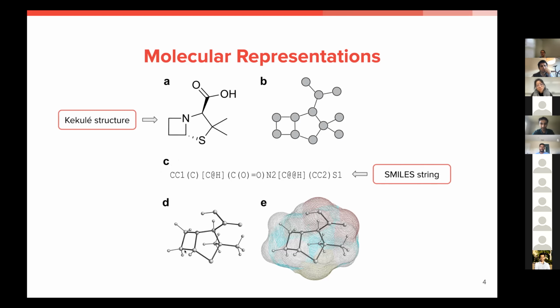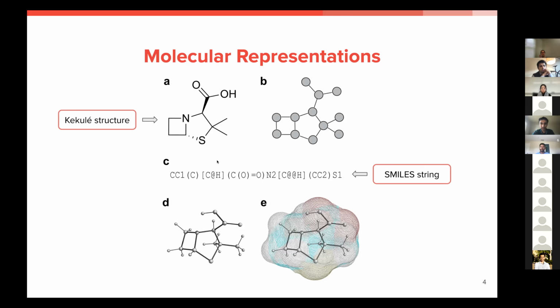Image D shows a 3D graph where we not only have vertices and edges, but we also have the coordinates of atoms in some 3D space. And then lastly, we have image E. This is a molecular surface. It's represented as a mesh, and the different colors here represent different atom types. So just from these examples, we can see that the same molecule can be represented in many different ways, and therefore it can be used by different methods and for different tasks.